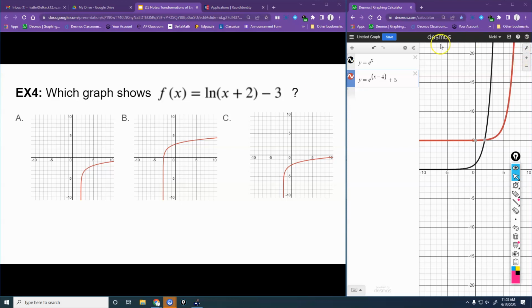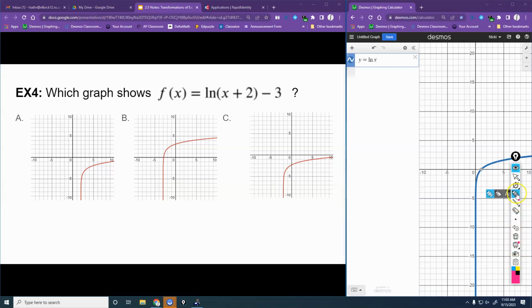Which graph shows natural log of x plus 2 minus 3? Let's try to do it, well, first of all, over here I'm going to graph the parent, y equals ln of x. Now, I know you could probably do this with Desmos even if you knew nothing. But what happens to this graph, Alex? What is going to happen?